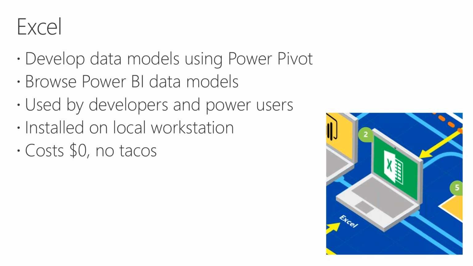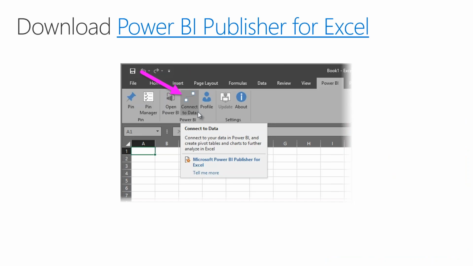So there's a great plugin for Excel called the Power BI Publisher for Excel, and you can download this for free too. It's a plugin for Excel. Power BI Publisher for Excel will let you browse data models that you have permissions on in Power BI with a pivot table or a pivot chart in Excel. So those users at your organization that just want to look at pivot tables and pivot charts and they just want to live in Excel, right? You can meet the requirements for those users.